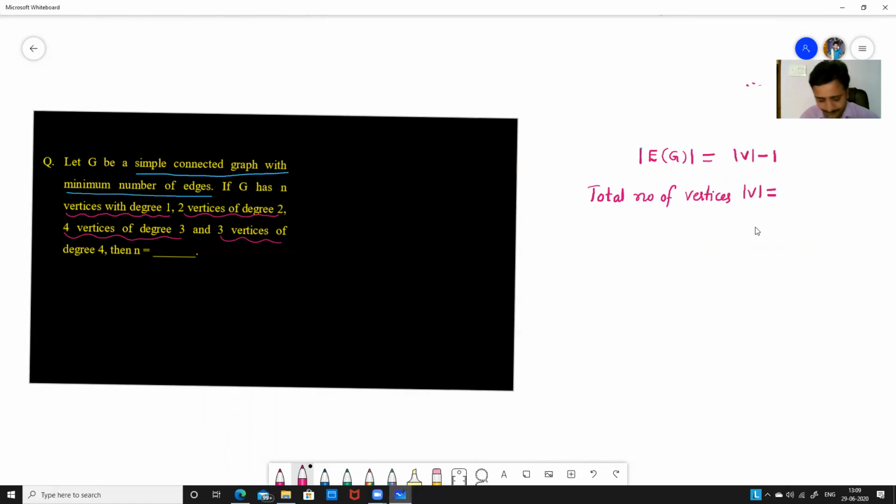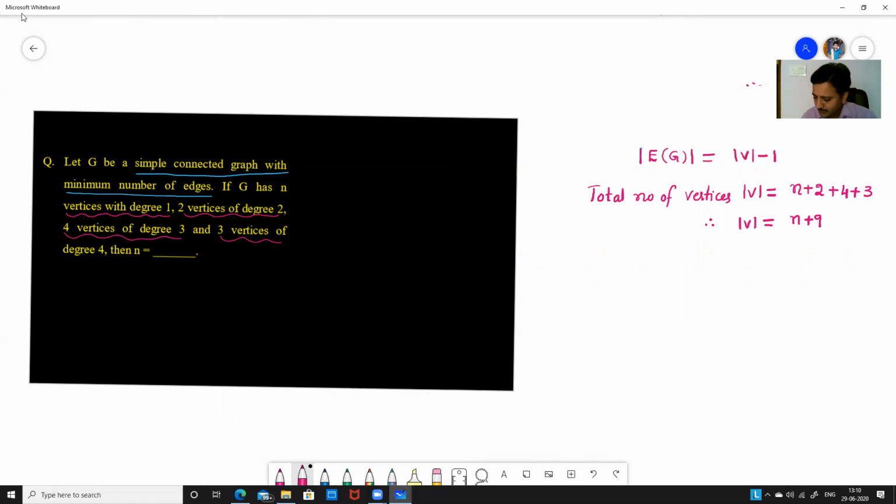Cardinality of E is equal to n vertices of degree 1, plus 2 vertices of degree 2, plus 4 vertices of degree 3, plus 3 vertices of degree 4. So the total number of vertices must be equal to n plus 9. That is the total number of vertices.